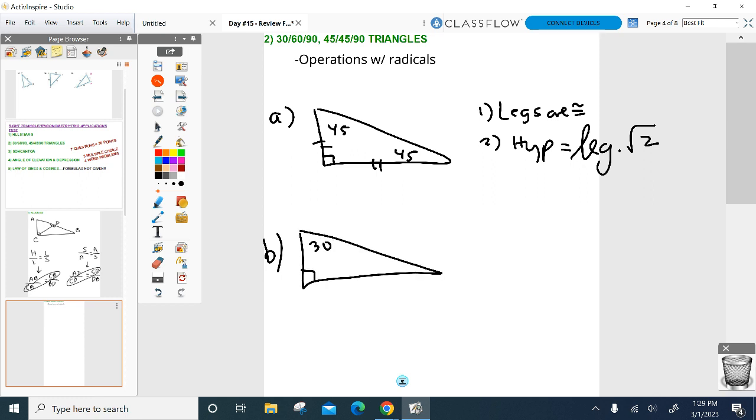There are 2 legs. They're not the same. I call one the shorter, one the longer. Where's the shorter one located? Wherever the 30 is, you look across. Not necessarily on the bottom like this one is. And then across from the 60, you've got your longer leg.